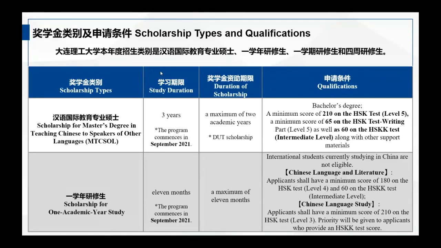The study duration of this major in Dalian University of Technology is 3 years, and it will start from September 2021. However, you could only be supported by the scholarship for a maximum of 2 academic years. In the 3rd year, you could apply for our DUT scholarship.